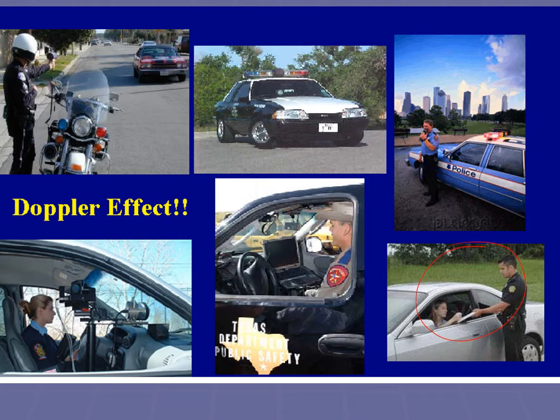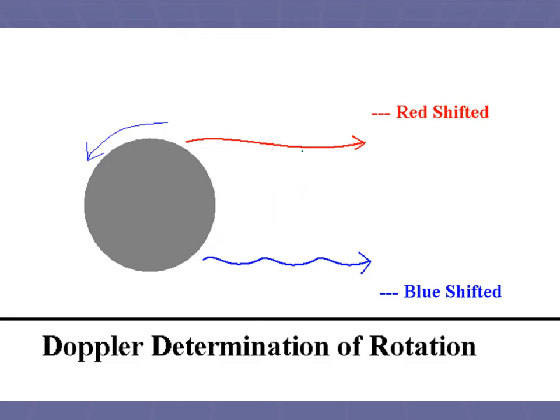Now, the interesting thing, the middle bottom here, the state troopers, they actually use a laser instead of radar, and it's more precise. They can pick one car out of a whole bunch in traffic, versus radar, which mainly is good for just isolated vehicles. But the Doppler effect is used here, but we can also do this in space. An interesting thing you can do with the Doppler effect is actually measure the rotation of an object.